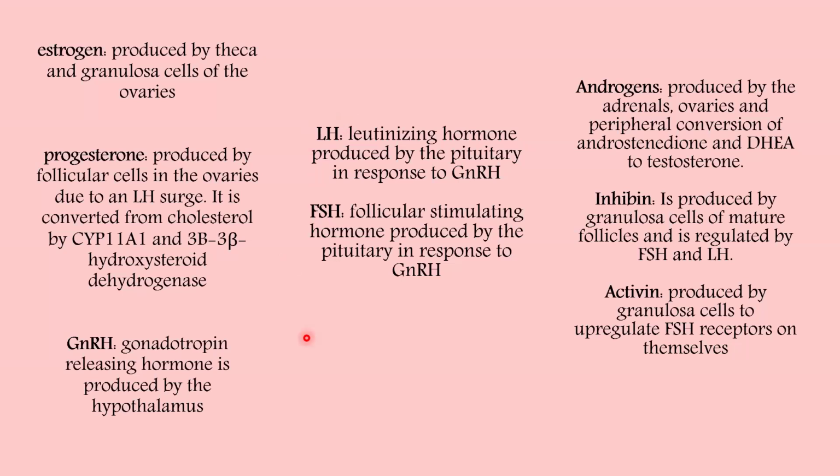Then we have androgens, or the male hormones, some people call it testosterone. Okay, androgens are produced by the adrenals, ovaries, and peripheral conversion of androstenedione and DHEA to testosterone. There's also conversion of androgens to testosterone in the follicle, and this conversion is limited by higher levels of SHBG. SHBG stands for steroid hormone binding globulin.